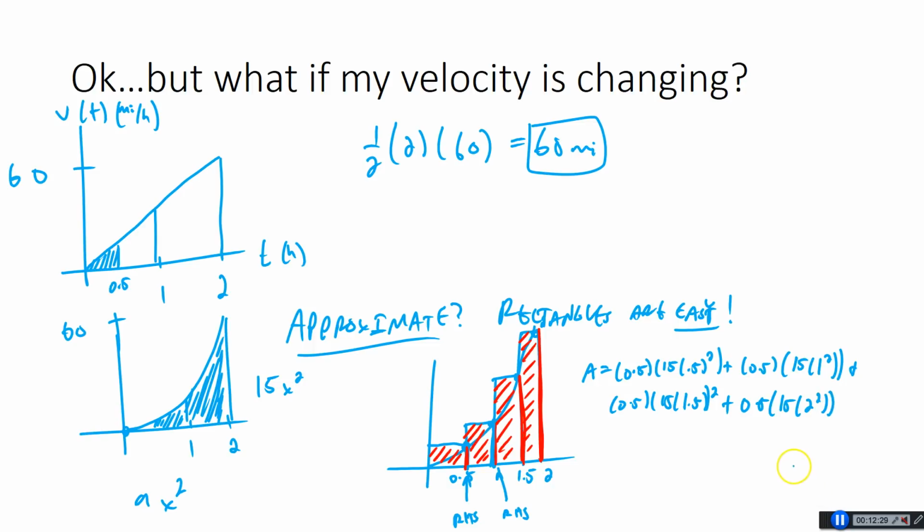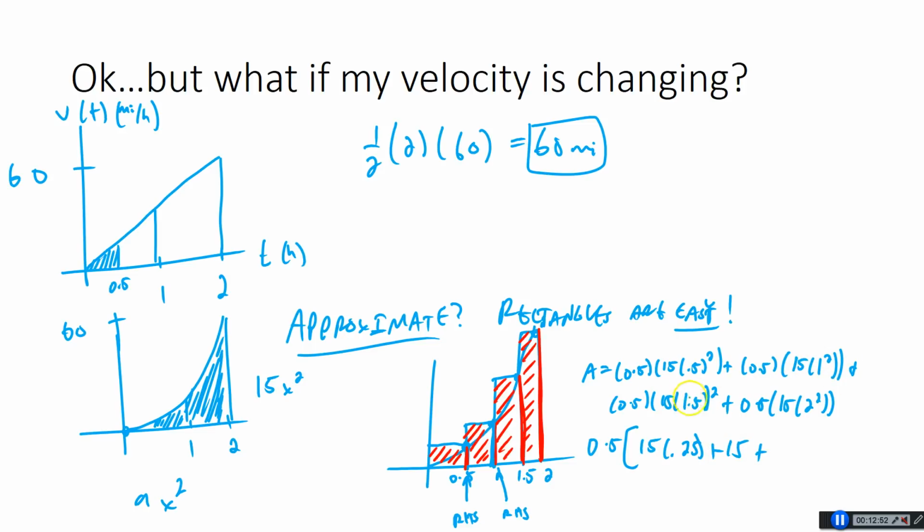Well, you can grab a calculator, plug these in, or you can try to do it by hand. You can pull a 0.5 out to the front. 0.5 times, then we'd have 15 times 0.5 squared. 0.5 squared is... 1.5? Is that right? No, 0.25. So 15 times 0.25, that's 15 quarters. The next one, I pull out the 0.5, so we have 15 times 1, which is 15.